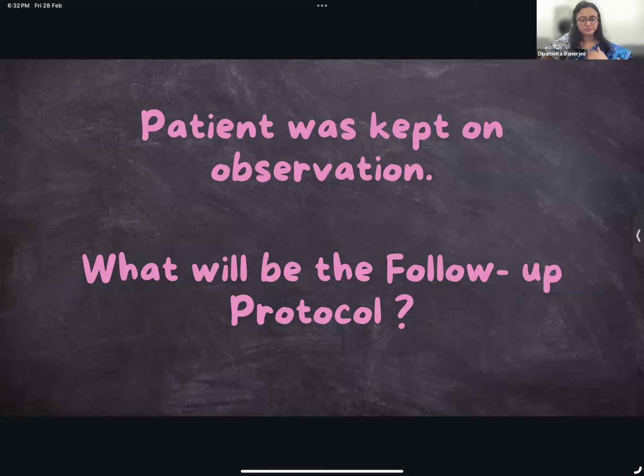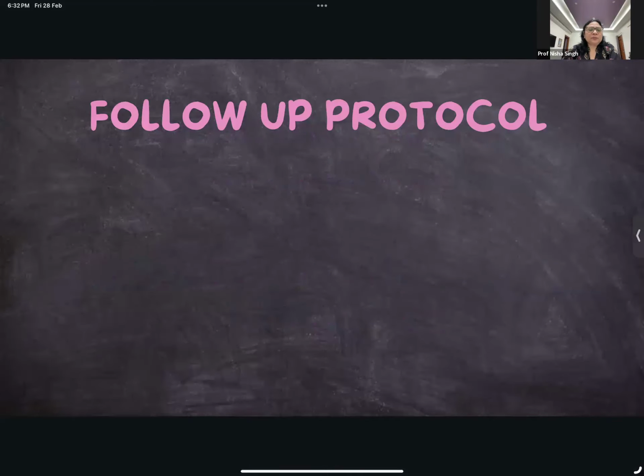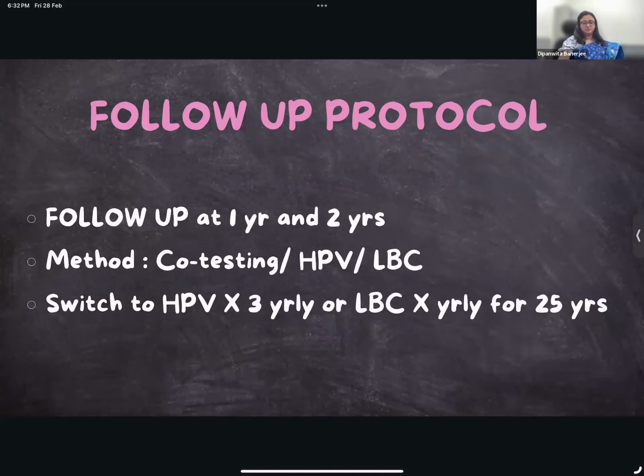So what will be your follow-up protocol? ASCUS with HPV negative, repeat cytology after a year. We'll repeat with either co-testing or LBC. And if you are following only LBC, then again a repeat LBC after a year. So once you have two negative results, then you can switch to routine screening.